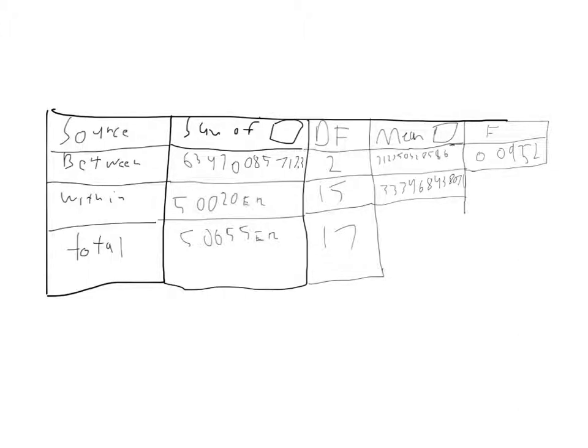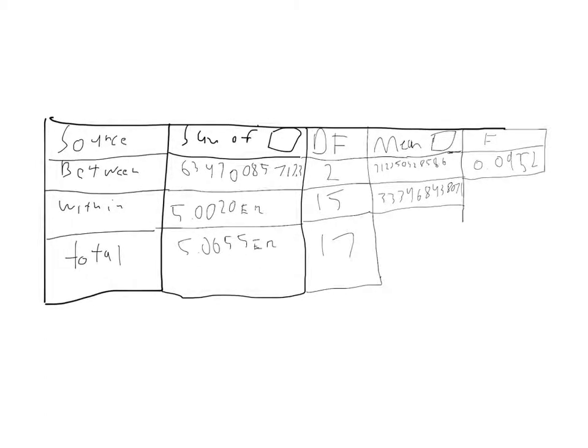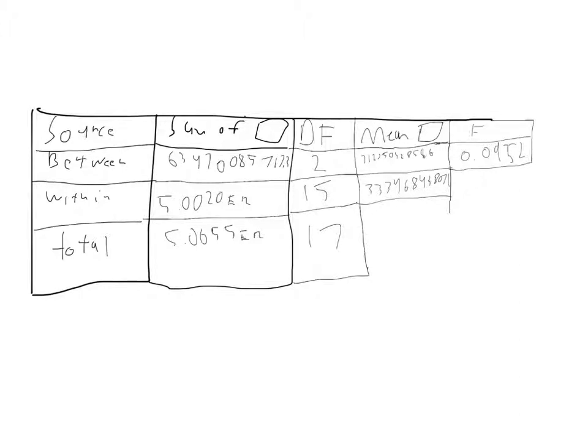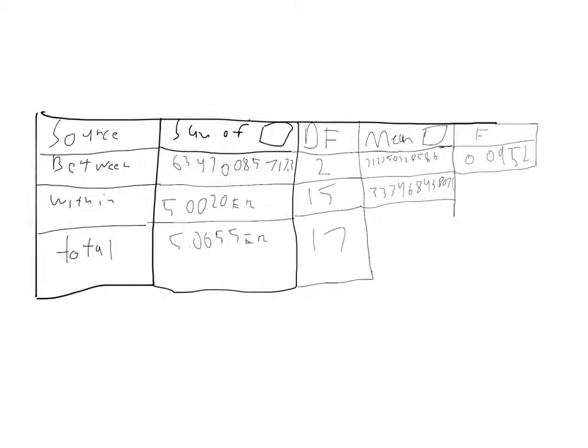And the total is just you adding up these two. To make sure you did the math right, if you divide the sum of squares by degrees of freedom, you get the mean of squares for within and between. And if you take the mean of squares between divided by the within mean of squares, you will get the test value.